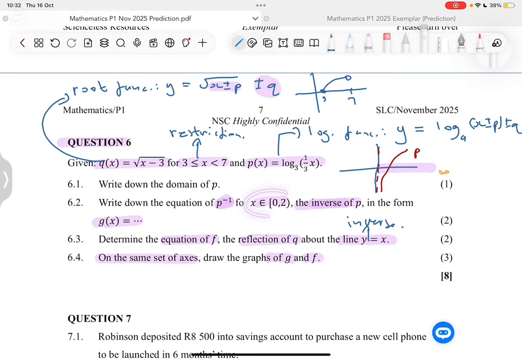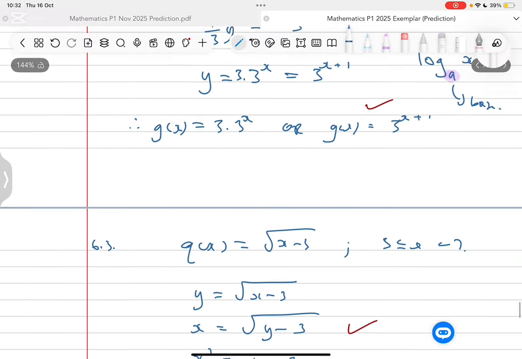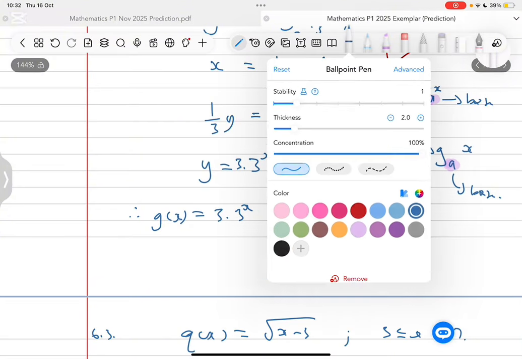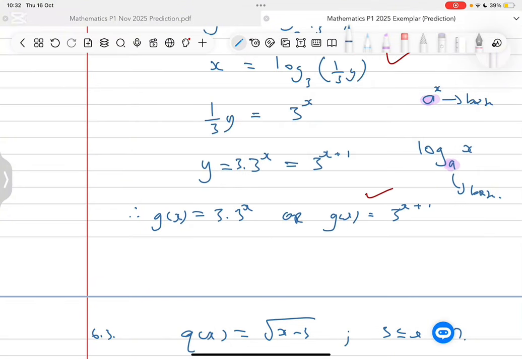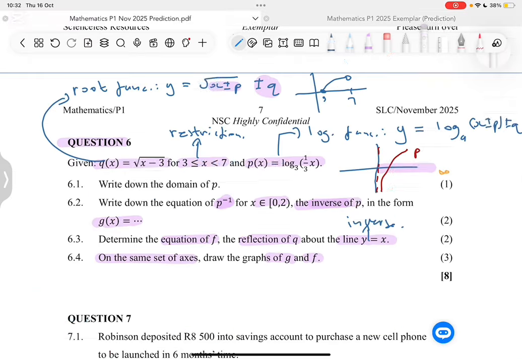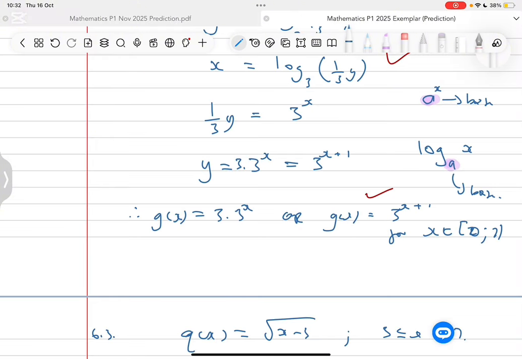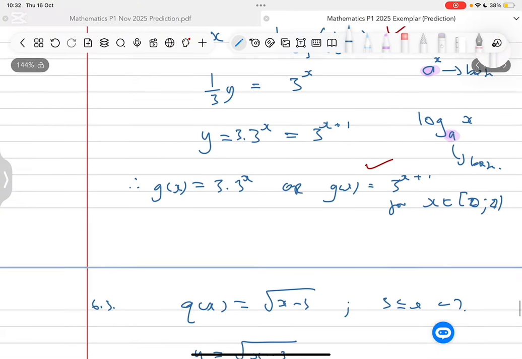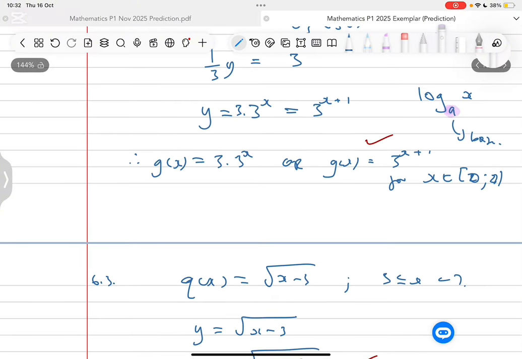So remember, they restricted this function from 0 to 2. Here we have to put this restriction when we write our answer to get full marks. So it means you have to write a statement to say for x an element of 0 to 2. So it means now this function only exists on the domain of 0 to 2.